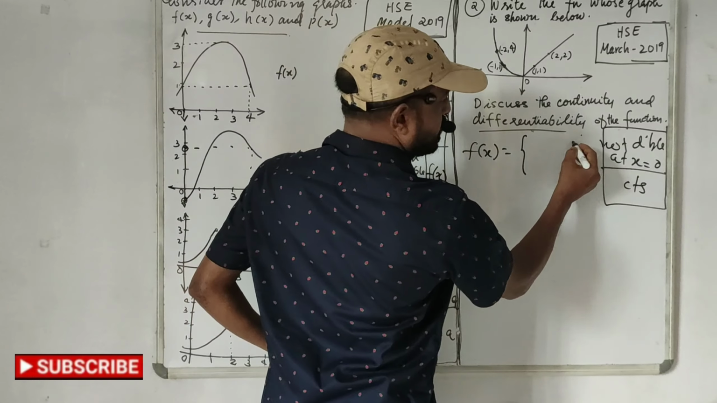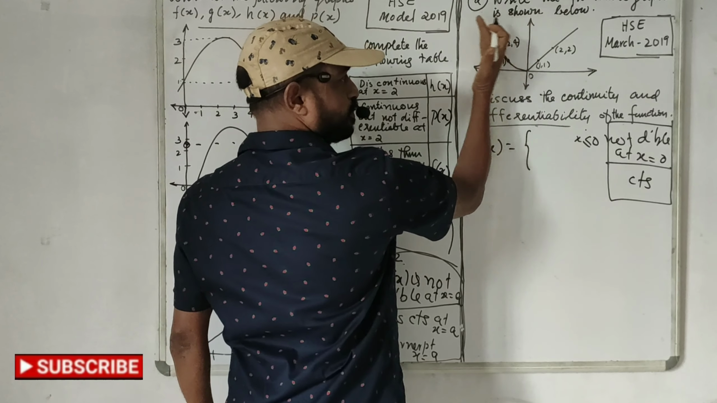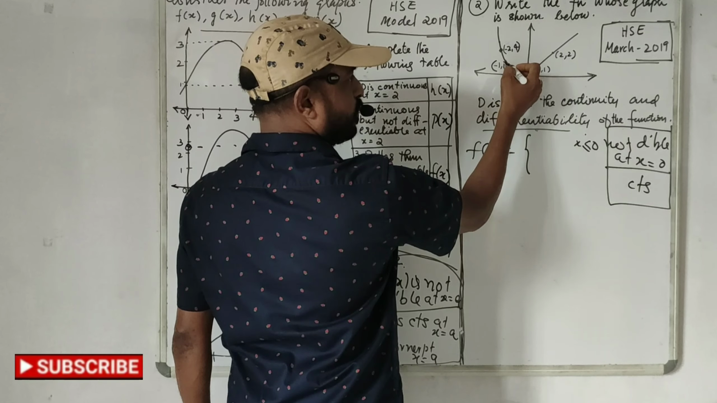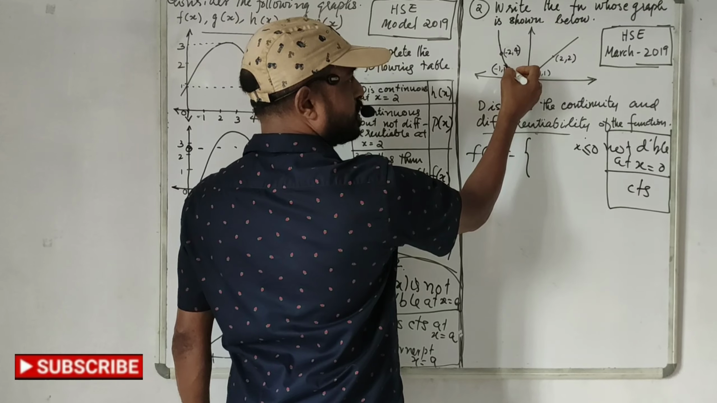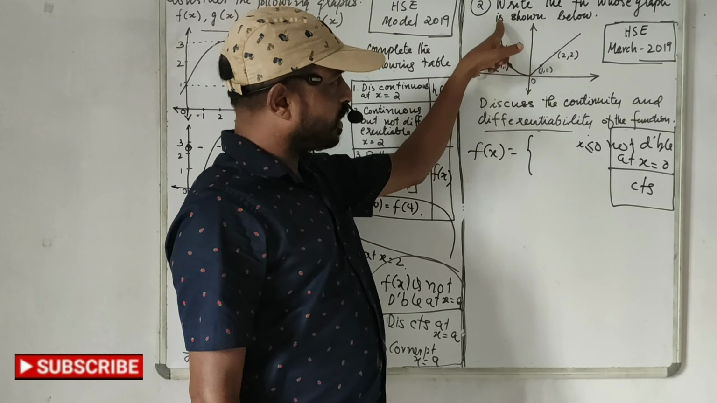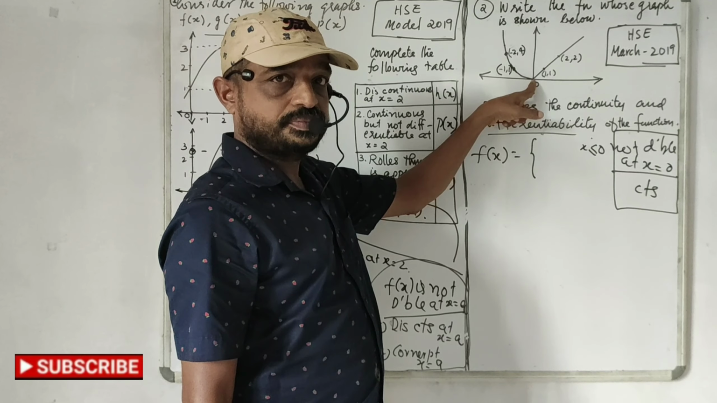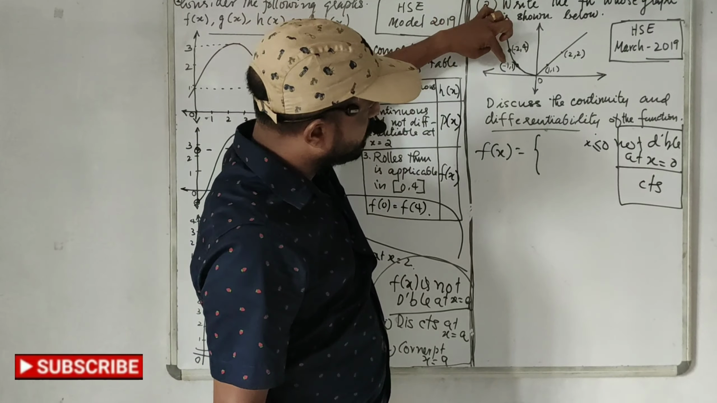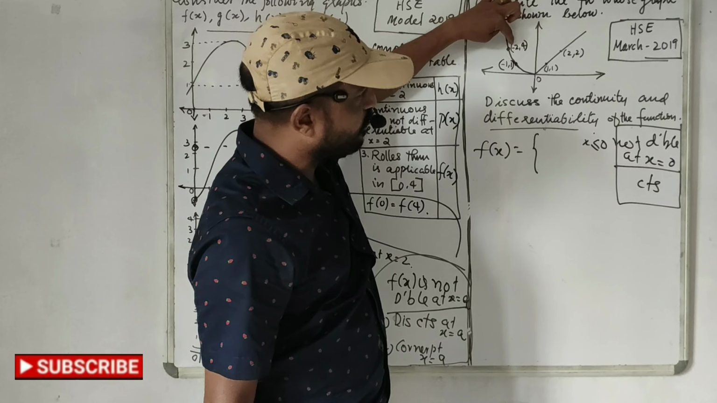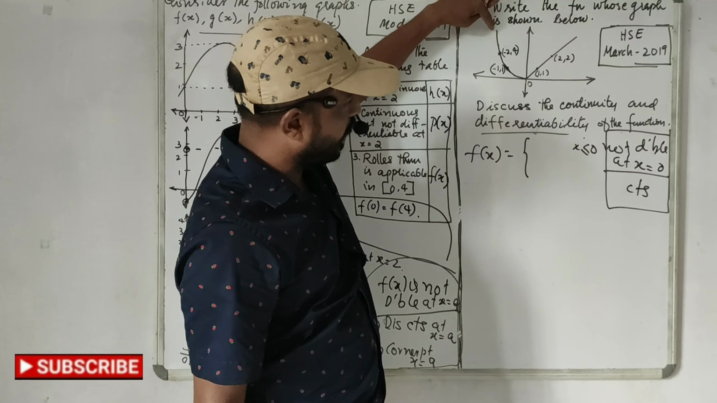See, suppose x is less than or equal to 0. If x is less than or equal to 0 means this part. When x is less than or equal to 0, the graph passes through minus 1, 1 and minus 2, 4. See, what is the equation of this graph? f of x is equal to x square. Then what is f of minus 1? f of minus 1 is minus 1 square, that is plus 1. What is f of minus 2? Minus 2 square, that is plus 4.